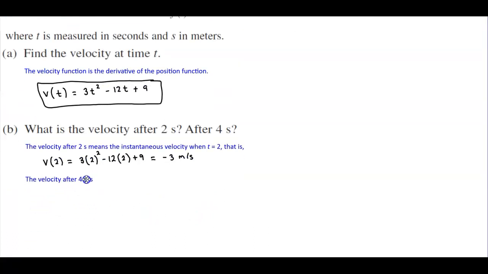And then we want to figure out what is the velocity after 4 seconds. Well, that means we're going to find v of 4. So that's equal to 3 times 4 squared minus 12 times 4 plus 9, and that's going to equal 9 meters per second.